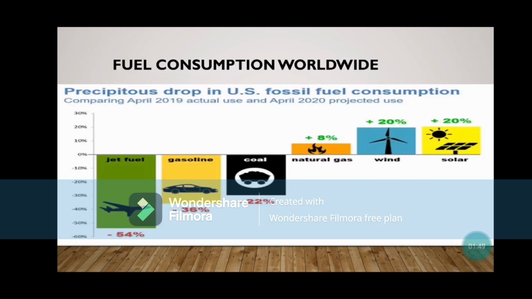Let's have a look at this picture. This picture shows the fossil fuel consumption in the US during the pandemic. Jet fuel consumption decreased about 54%, gasoline consumption about 36%, coal consumption about 22%, natural gas usage increased about 8%, wind about 20%, and solar energy usage was also increased by about 20%.